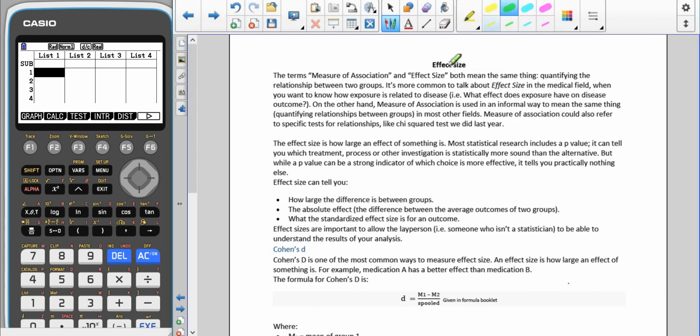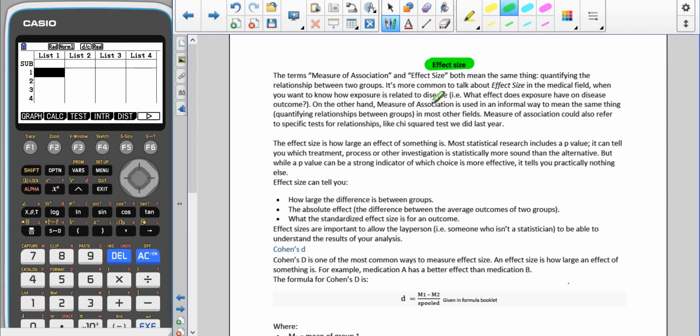So now we're going to take a look at effect size. The terms measure of association and effect size both mean the same thing. We're quantifying the relationship between two groups. It's more common to talk about effect size in the medical field when you want to know how exposure is related to disease. What effect does exposure have on disease outcome?